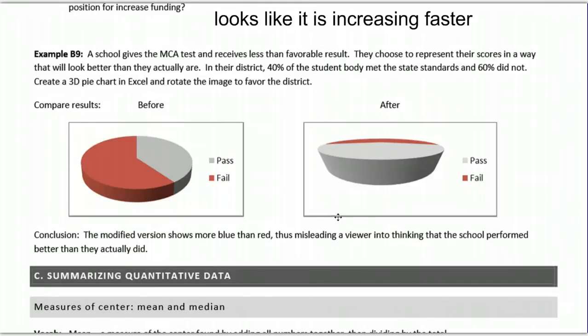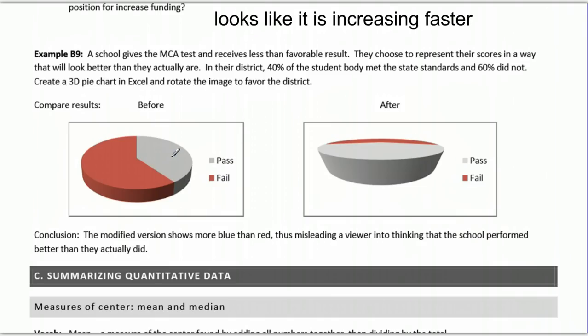Going down to this last example here, a school that gives the MCA test receives a less than favorable result. They choose to represent their scores in a way that will look better than they actually are. In their district, 40% of the student body met the state standards, so 40% passed and 60% failed. In Excel, you can create a 3D pie chart and rotate the image around so that it will look a lot better. And if you see here, in this graph, clearly more than half of it is failing.